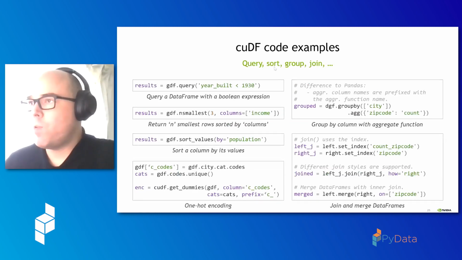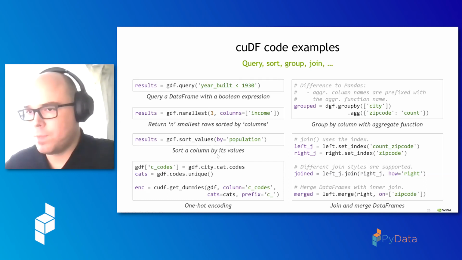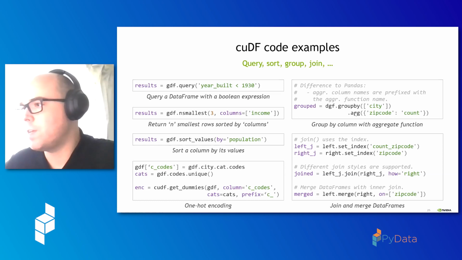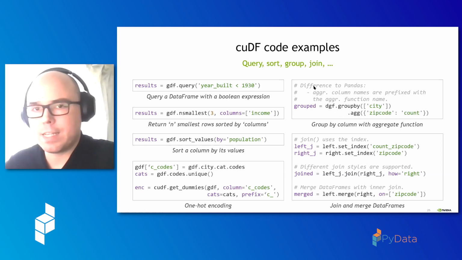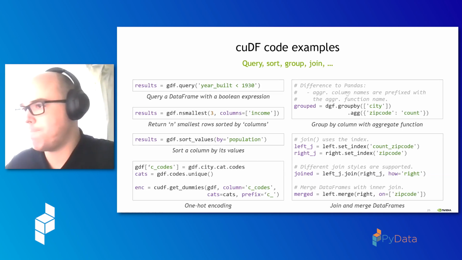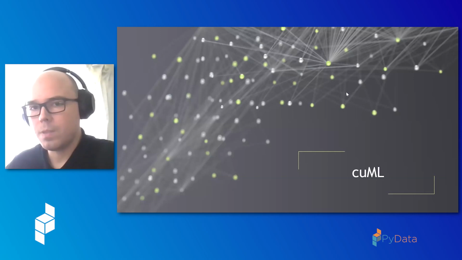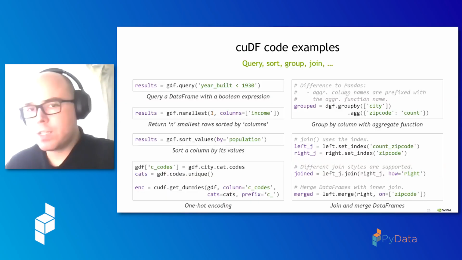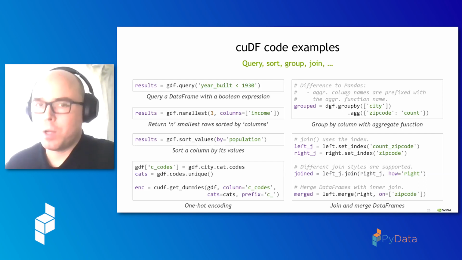Again, examples of query, sort, group, and join operations. Query syntax is identical to what you might expect. Similarly, sorting, one-hot encoding, aggregating data, and joining the data have identical syntax to what you would expect from your existing library. So please consider using cuDF. It will save you a lot of time.